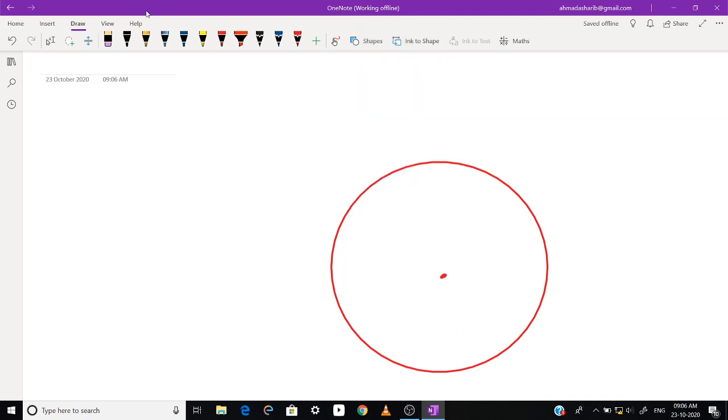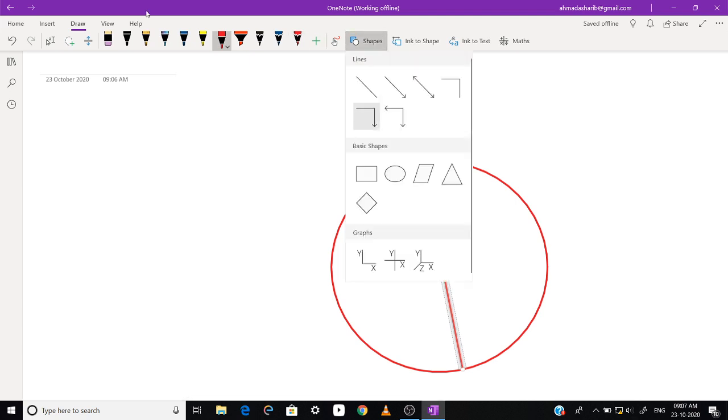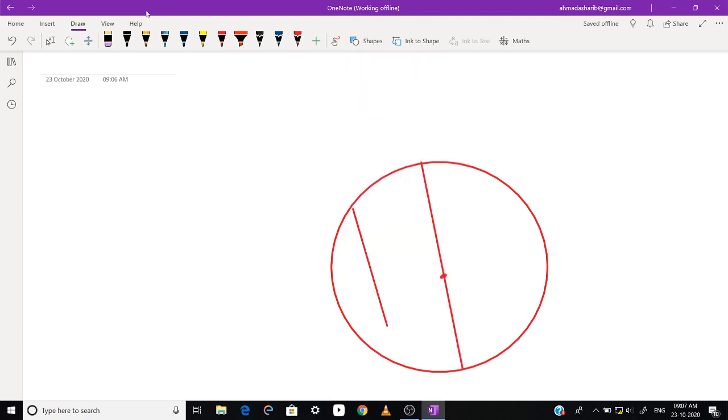For example, this line is going from the center of the circle, that is why this is the diameter. Now let us take one more example. If I ask you, is this line the diameter of this circle? So the answer is no, this is not the diameter. Why? Because it is not passing through the center of the circle. So a line is called diameter only if it is passing through the center of a circle.